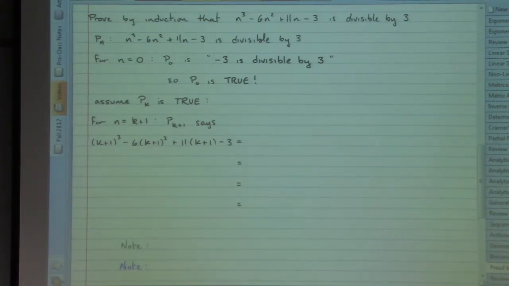Now we're going to jump somewhere in the middle, and we're going to say that for an index k, we would have the expression k to the power of 3 minus 6k squared plus 11k minus 3 is divisible by 3. That's the statement, and we're going to assume that that is a true statement.